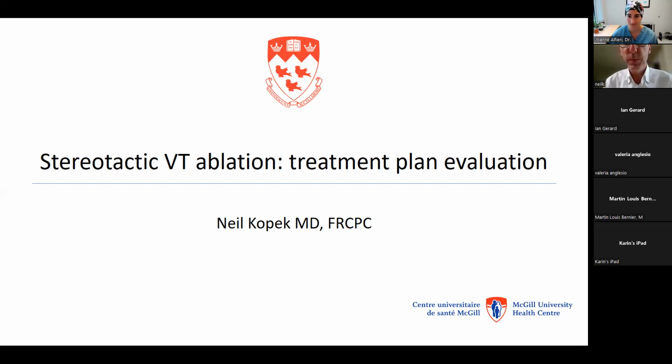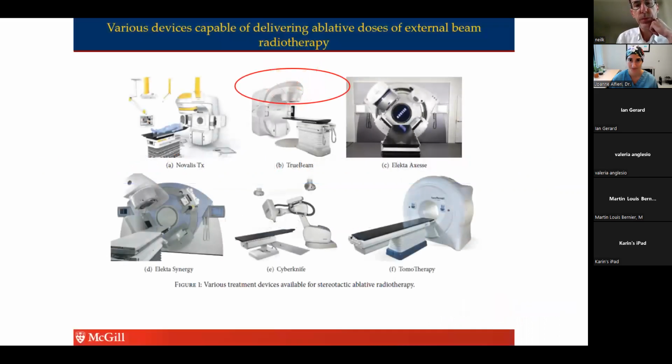Okay, so to come back to the clinical case, I'd like to walk you through a little bit more concretely how we proceed in developing a stereotactic ablative VT ablation plan for these patients. Next slide. The first step, just a couple of words on what radiotherapy is without digressing too much. The point of this slide here is to show you the different technological platforms that exist to give what's essentially all the same thing, basically external beam radiotherapy.